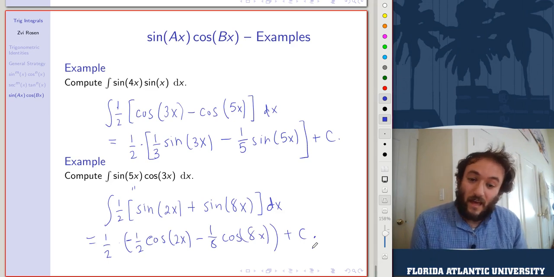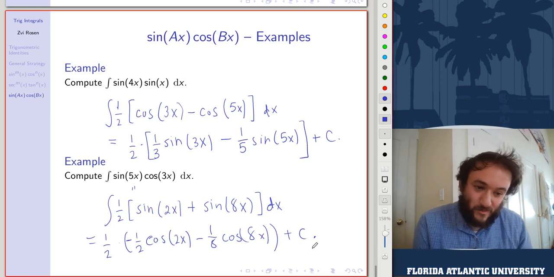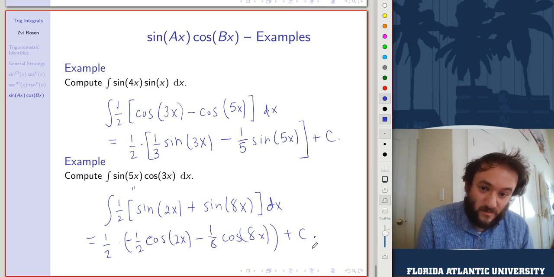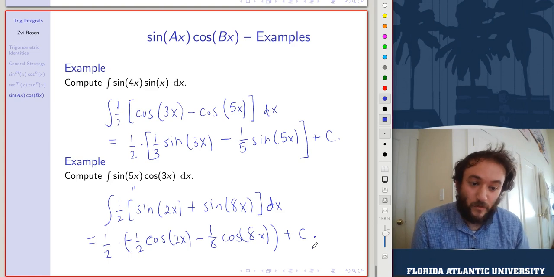And I think that's a good place for us to stop. Again, a lot of this is just a matter of finding the right u-substitution that makes the rest of the problem flow nicely.